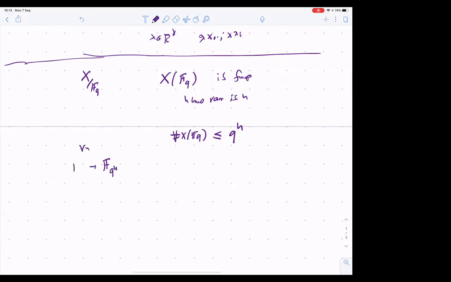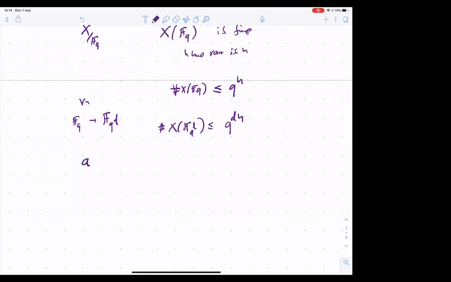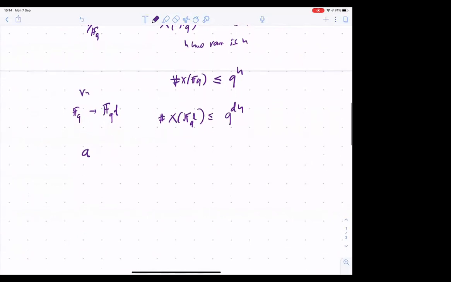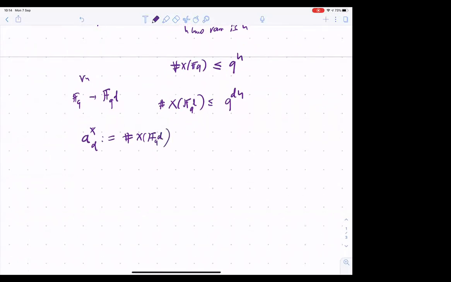And we can also look at, for every n, there exists a unique extension of degree n over our field F_q. So we can look at F_{q^d}. Maybe d is a better name, given the notation that is going to appear later. And the number of points is smaller than q^d to the n. It's some finite sequence. Okay, so let's denote by a_d the size of X(F_{q^d}). So this is some sequence of integers. And the question is, how does it behave?